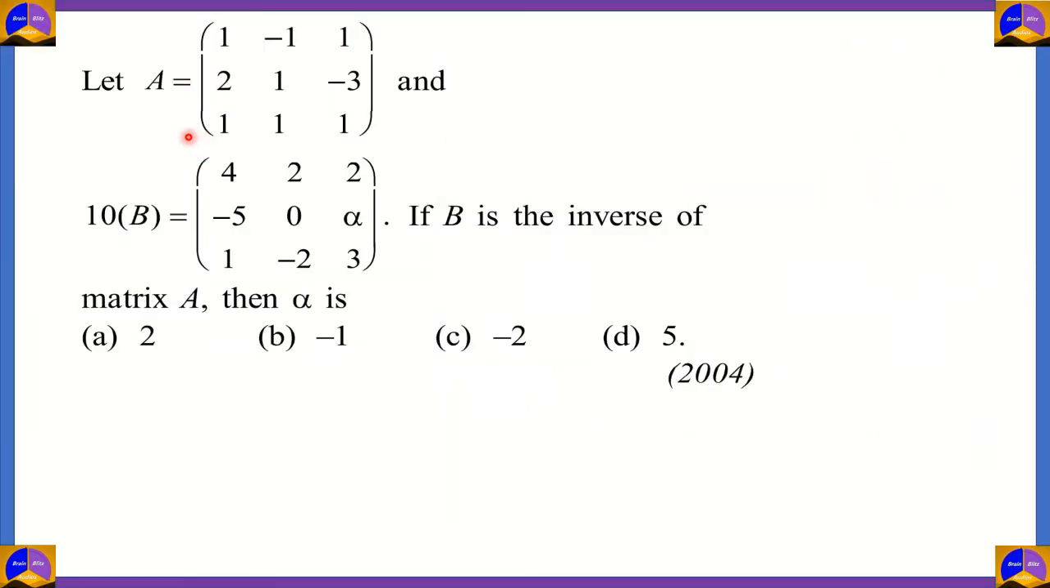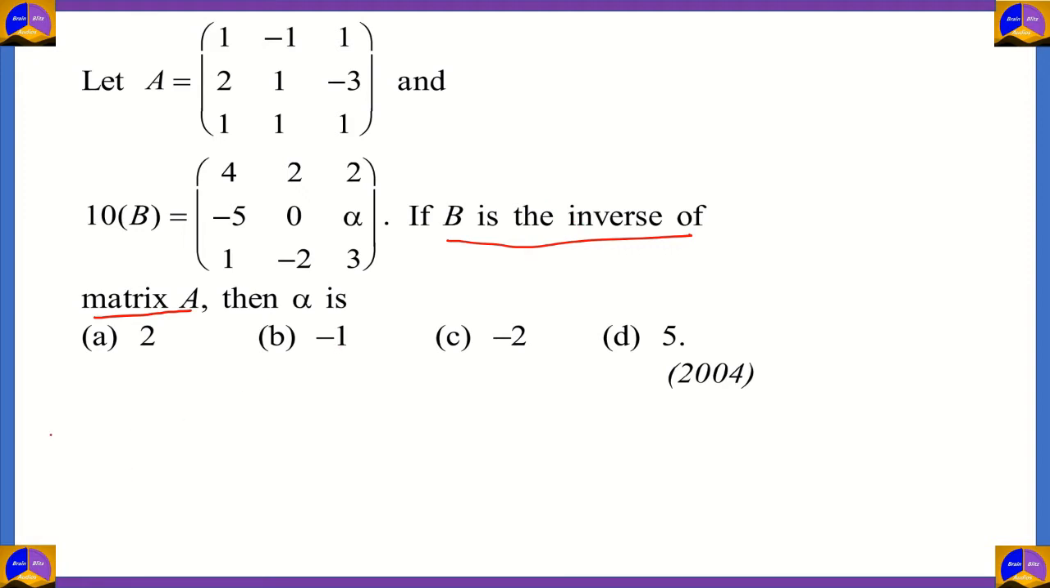Now here it shows you the matrix A being [1, -1, 1; 2, 1, -3; 1, 1, 1]. So we'll consider this as the matrix A, and we'll consider the matrix 10 times B as [4, 2, 2; -5, 0, alpha; 1, -2, 3]. Now if B is the inverse of the matrix A, then alpha is equal to. So we're going to be focusing on this point first. B is the inverse of matrix A.